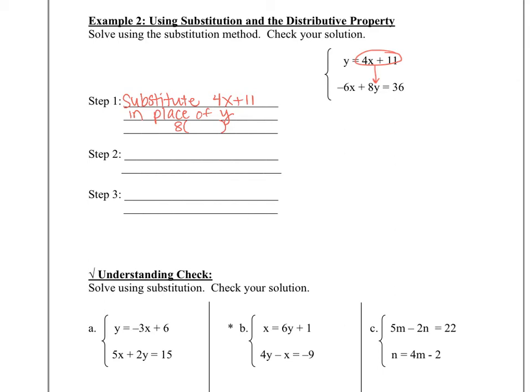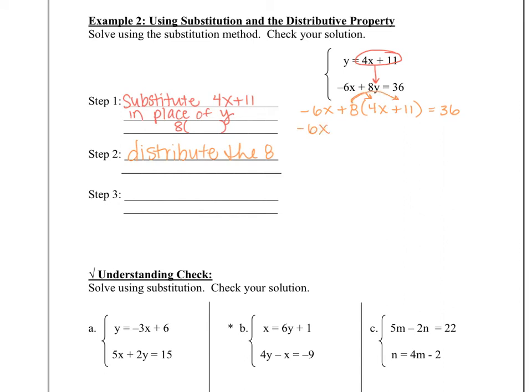And that's the part that people make mistakes on, that they get confused. So you're going to substitute it in next to the 8. So it's going to be negative 6x plus 8. And then you have to use parentheses to show that it's times 4x plus 11. Because if it was 8 times y, it's got to be 8 times 4x plus 11. So our next step is going to be distribute the 8.